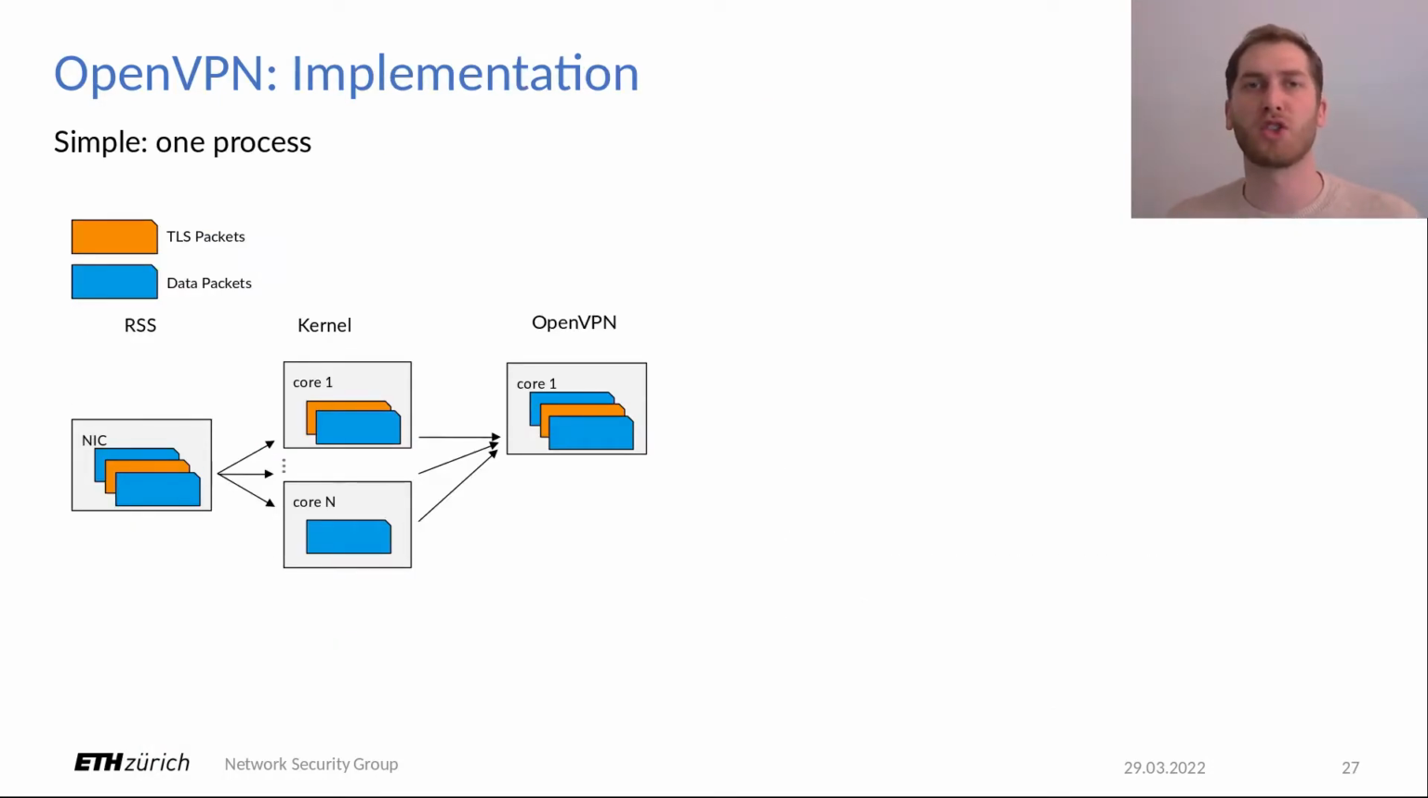OpenVPN's implementation runs just on a single core and processes Handshake packets as well as data packets. Therefore, a flood of Handshake packets also impacts the processing of data packets.